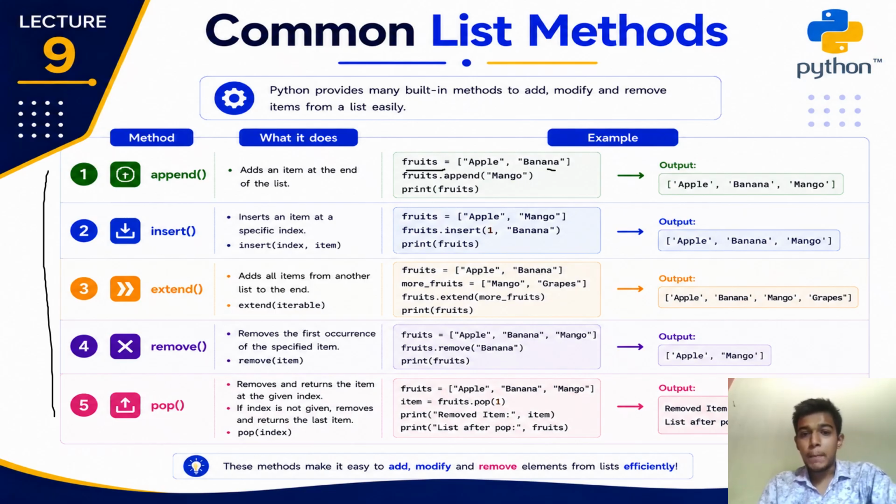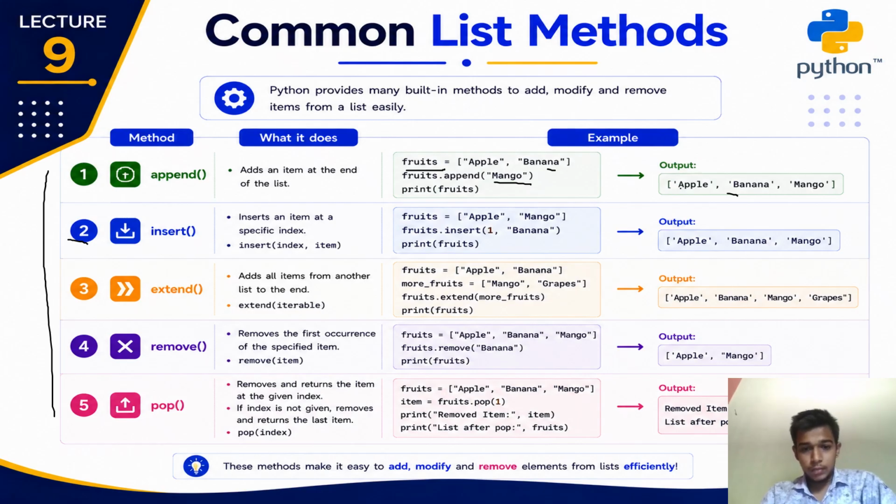Fruit dot append mango, then print fruits. The output will be apple, banana, and then mango is added at the last of the list. Remember, append always adds only one element at the last position. Now, the next is insert. It allows us to insert an item at a specific index.